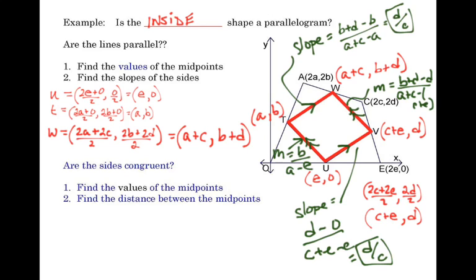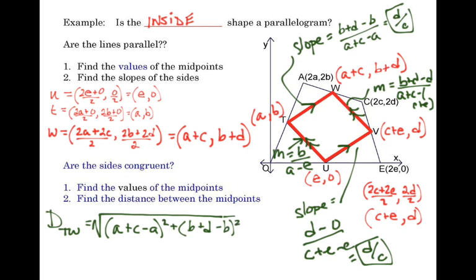And to show that they're congruent, I'm going to use the distance formula. So here's my distance formula. If I look from T to W, that's going to give me the distance over here from T to W. And I just use my coordinates, the difference in x values squared plus the difference in y values squared. I simplify it and get the square root of c squared plus d squared. That is not equal to c plus d, so we're going to leave it like that.